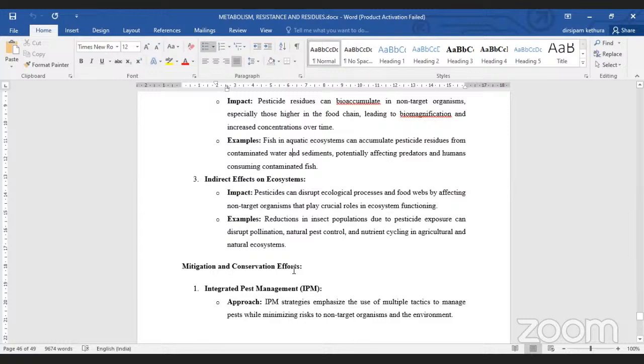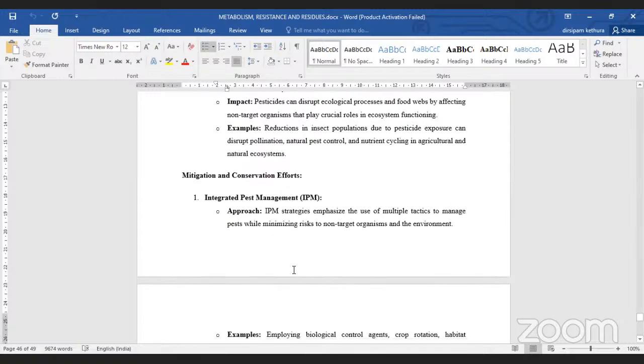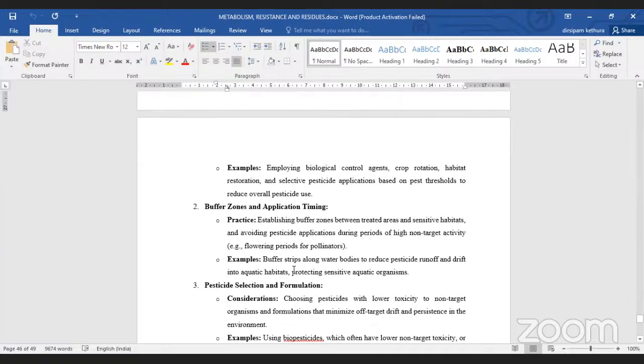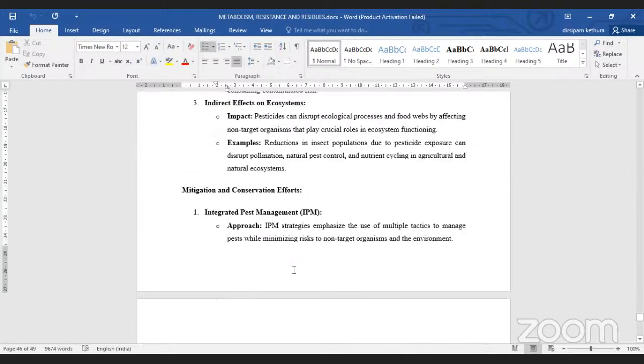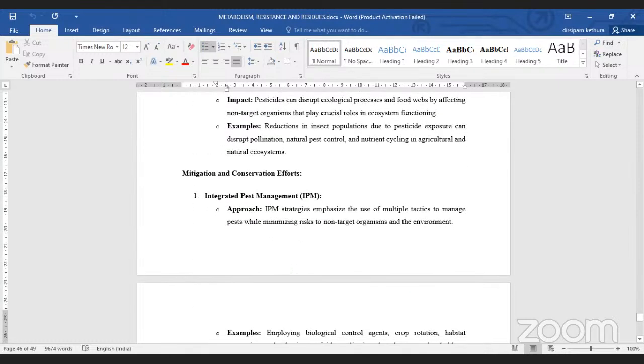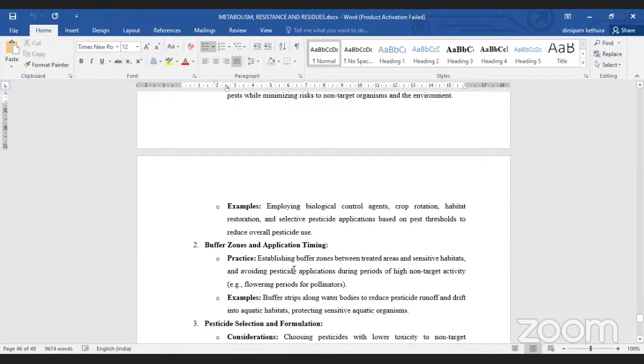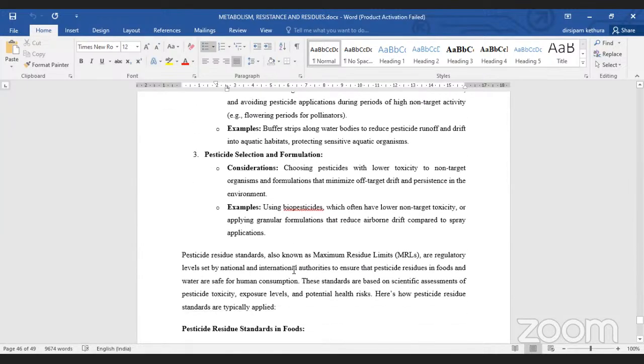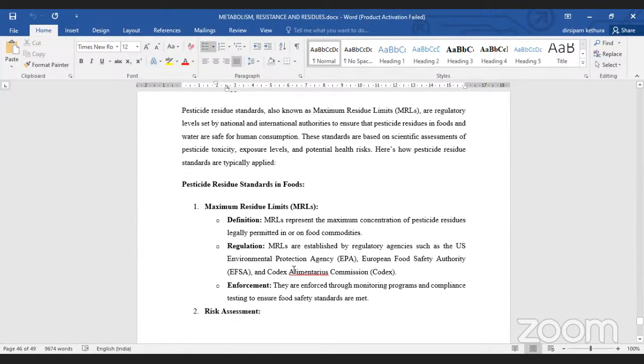Now, coming to the next part, pesticide residue standards in foods and water. This is extra information. This is for you. Please go through the mitigation and conservation efforts. We already completed these things in our previous classes. You just have a look.